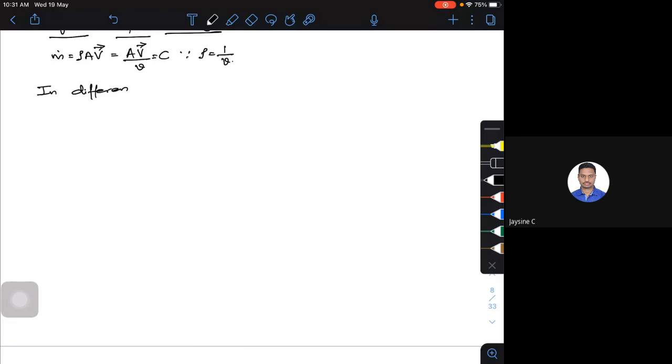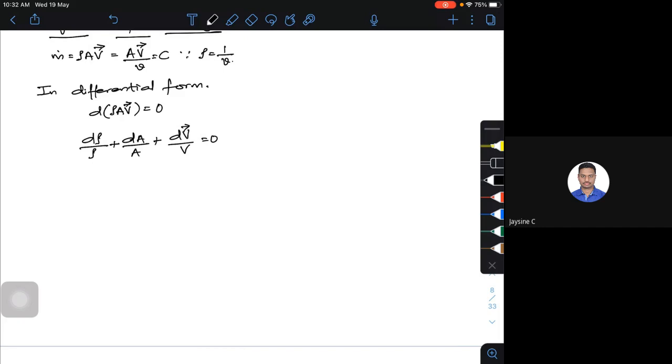If I write it in differential form, what I'm going to get is d of rho A V equal to 0. Differentiating it, I get d rho by rho plus dA by A plus dV by V, and equate it to 0.